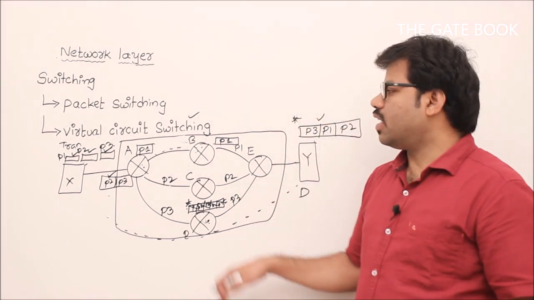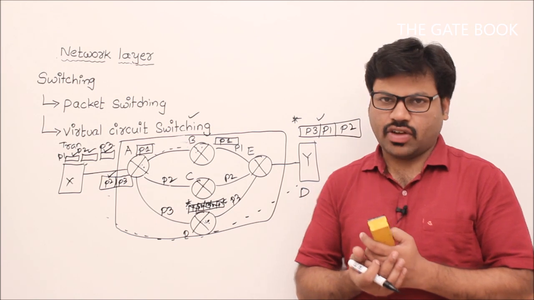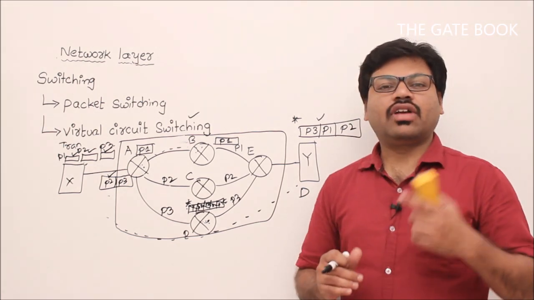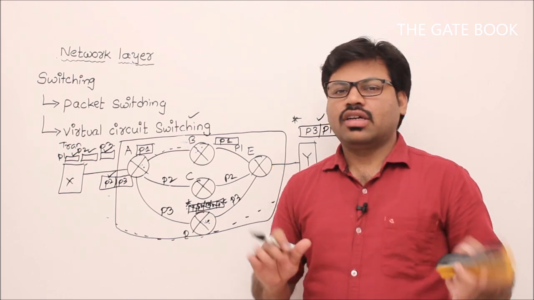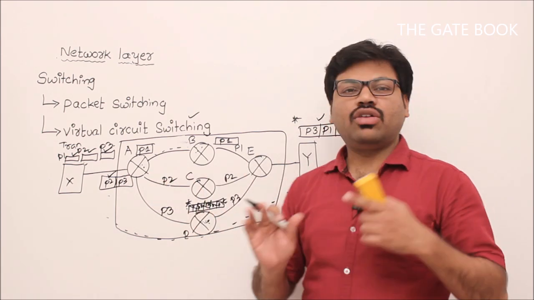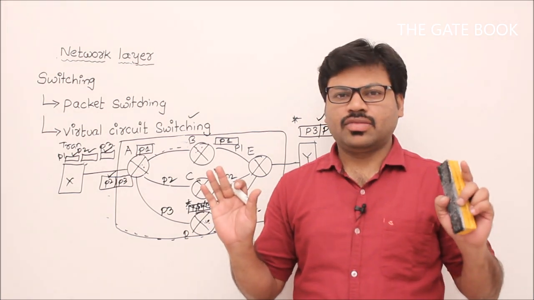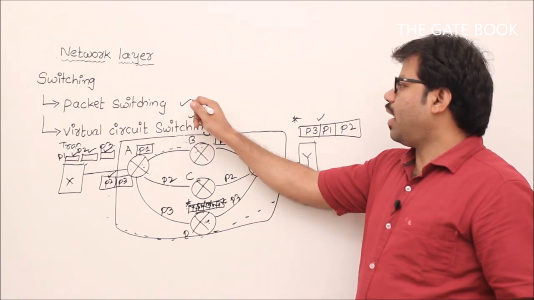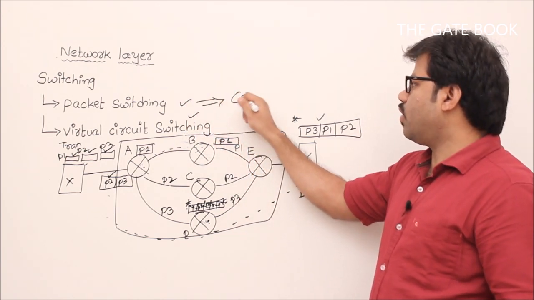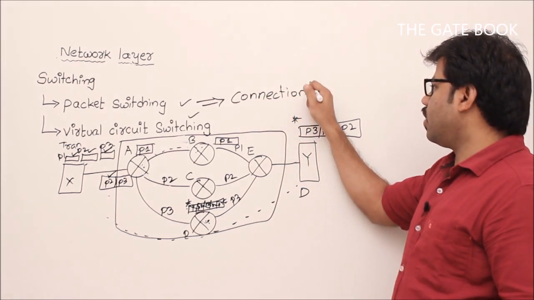But that is generally not the responsibility of the network layer in connectionless services. Simply, your network layer's idea is like this: you give me packets, I will push them, I will try to do my best, that's it, but I don't guarantee anything. So that is the idea about packet switching. Using packet switching, your network layer is going to implement a service called connectionless service.